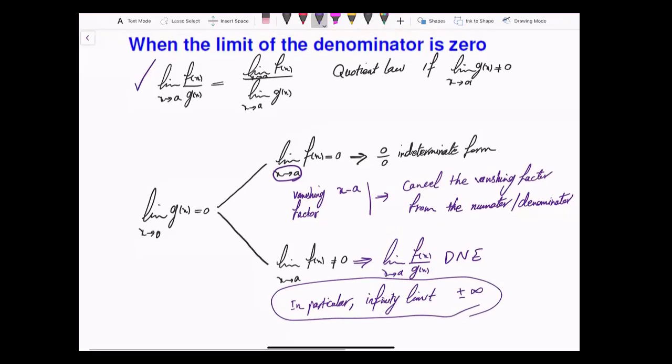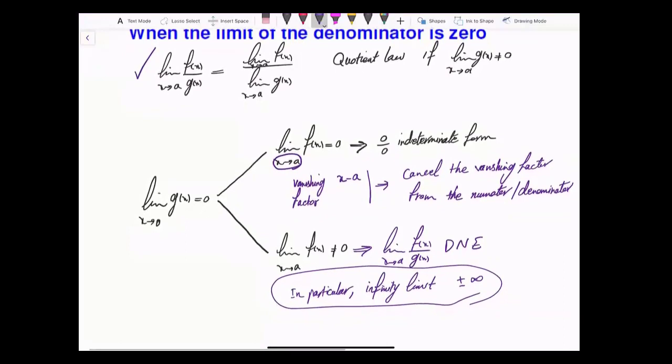Okay? So this is the roadmap that you have to take when you're dealing with the quotients. First, try to use the quotient law. If the limit of the denominator is 0, you go ahead and compute the limit of the numerator. If it is 0 again, you have 0 over 0 indeterminate form, and you need to resolve it by factoring out and canceling the vanishing factor. If the limit of the numerator is non-zero and the limit of the denominator is 0, then the limit does not exist, so it will be an infinite limit.